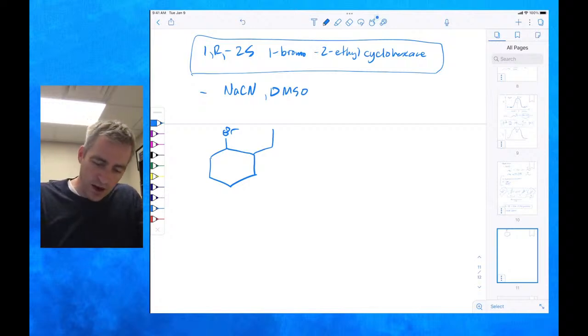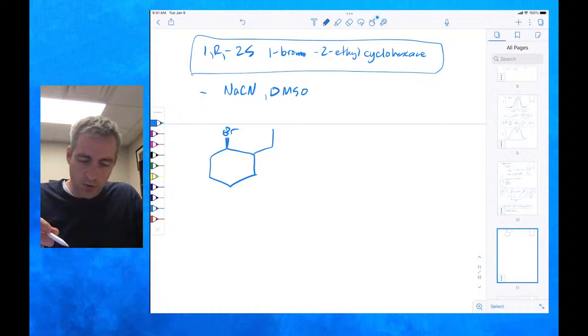So if 1 is R, that means this bromine is going to be coming forward, and going in back is a hydrogen. The 2-ethyl, if the 2-ethyl is S, what do we got? 1, 2, 3. This is also forward, I believe. So if they're both coming forward, we need to draw this as a cyclohexane chair.